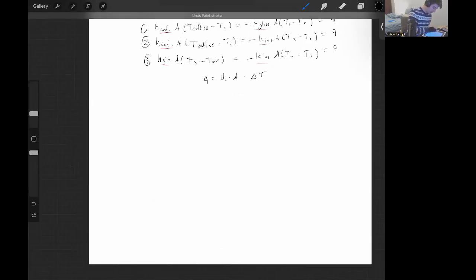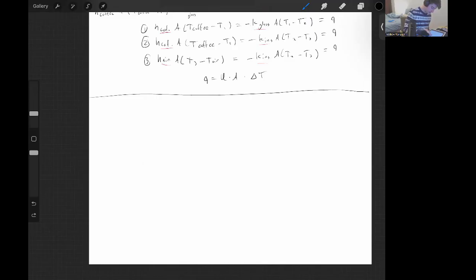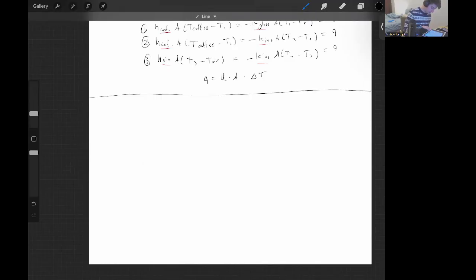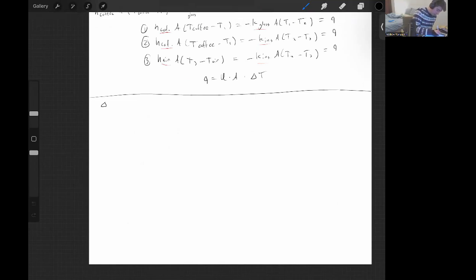Let me go on a straighter line. Whatever, sure. So, change of voltage equals current times resistance. That's great. What do we do with this?